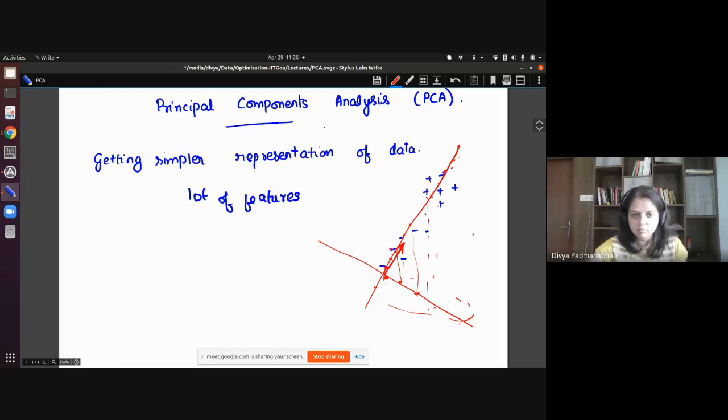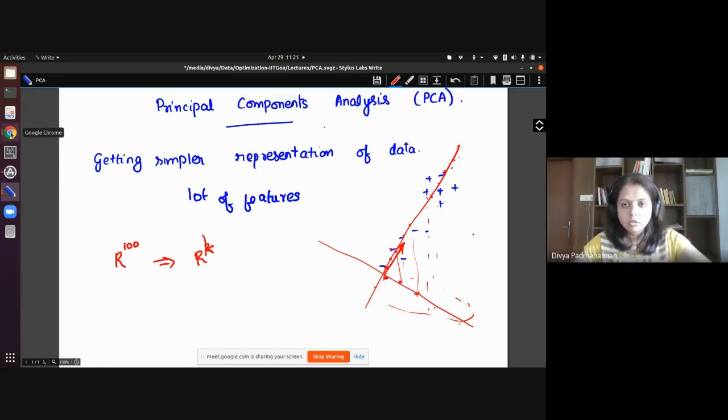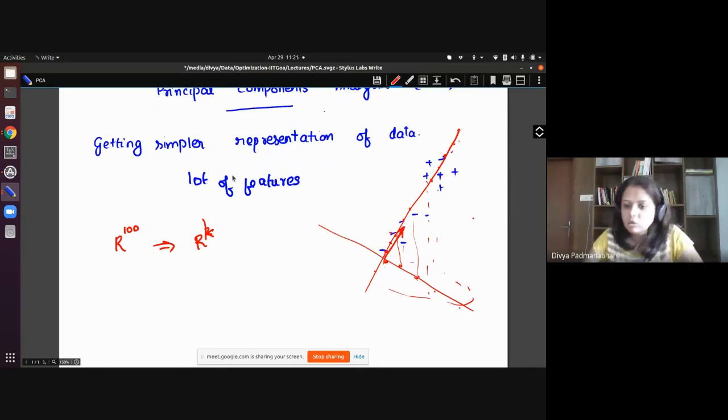Okay, so that's the idea behind PCA. So that's how it simplifies. Instead of getting a representation, so something which was, say, maybe some R100, you're going to bring it down to something like maybe R2 or R3. Generally, some RK. You're bringing it down to a representation in the space of RK, so that things get a little more clearer. So that's the underlying principle in PCA.